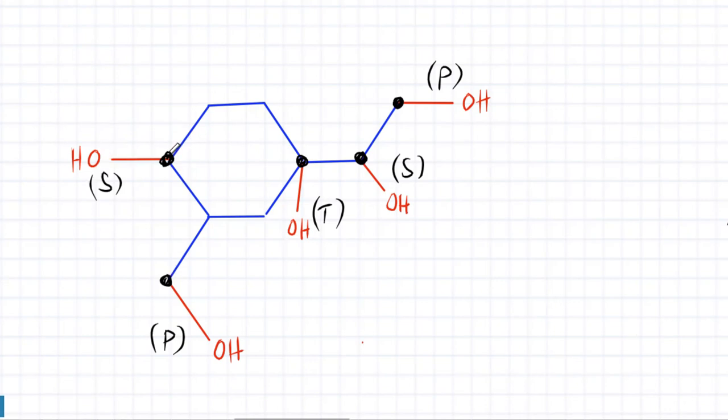If we talk about this OH, we only talk about this carbon, how many carbon chains it is bonded to. That's secondary. What is this? If we talk about this OH, that's a tertiary alcohol because it's bonded to three carbon chains. This one is bonded to two carbon chains. This one is bonded to one carbon chain.